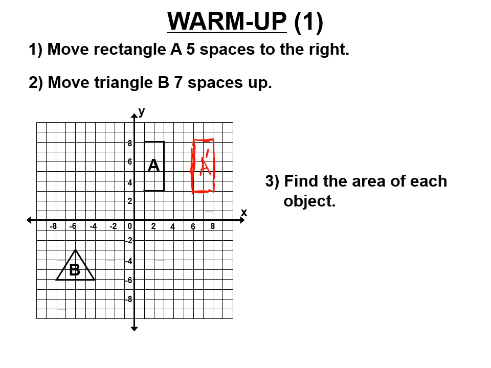So now take triangle B and move it 7 spaces up. Well, hopefully you went 1, 2, 3, 4, 5, 6, 7. 1, 2, 3, 4, 5, 6, 7. And 1, 2, 3, 4, 5, 6, 7.